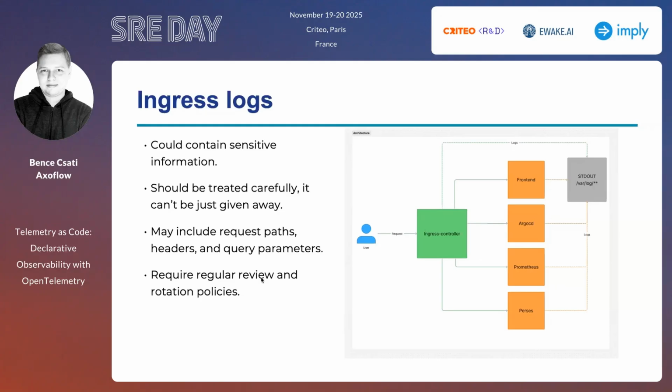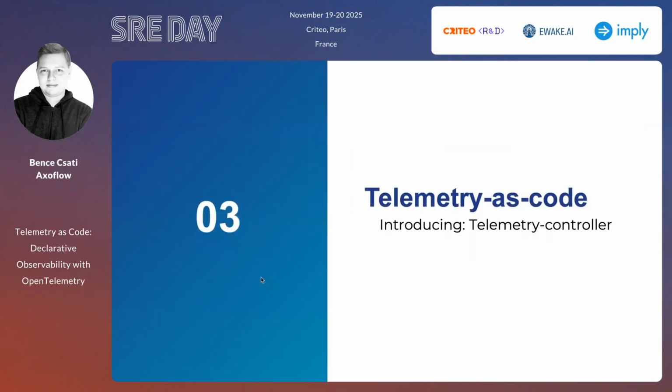So what's the matter with the ingress logs? They could contain sensitive information and should be treated carefully. You cannot just give them away freely. But there are times when teams are in need of information about when users hit their endpoint and what happened on that side. In our example, we are going to have a front-end team that requests access to a subset of the ingress logs, only interested in the ones that are destined to their front-end application. And the SRE team needs to find a solution to give away only a subset of the logs and not all of them. And at that point, we are introducing telemetry as code.